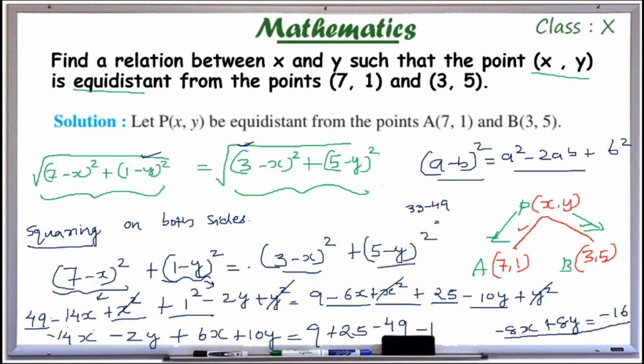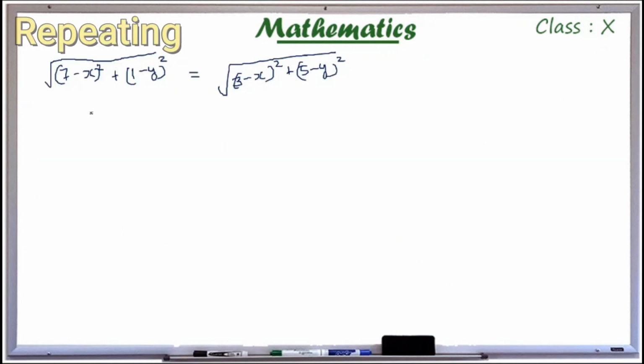So we can cancel 8 from the left side as well as the right side. So we get minus x plus y is equal to minus 2. I have to solve this. I have to find the relation between x and y.